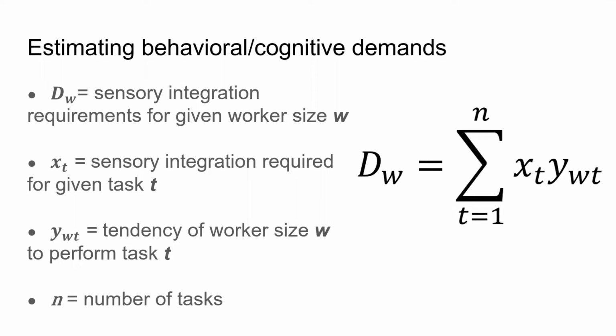The sensory integration demands that our model describes most closely correspond to the function of a brain region called the mushroom bodies, which mediate learning and memory and process inputs from different sensory areas of the brain.